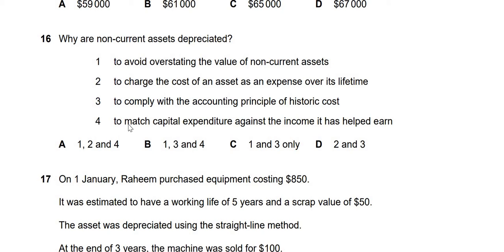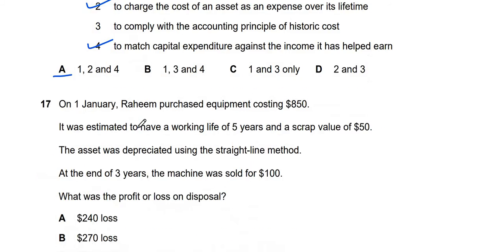Question number 16, it says, why are non-current assets depreciated? So basically, to avoid overstating value of the non-current assets, to charge the cost of an asset as an expense over its lifetime, to comply with the accounting principle of historic cost, to match capital expenditure against the income it has earned. So the answer is actually A. It is to avoid overstating the value of non-current assets, to charge the cost of an asset as an expense over its lifetime, and to match capital expenditure against the income it has helped earn.